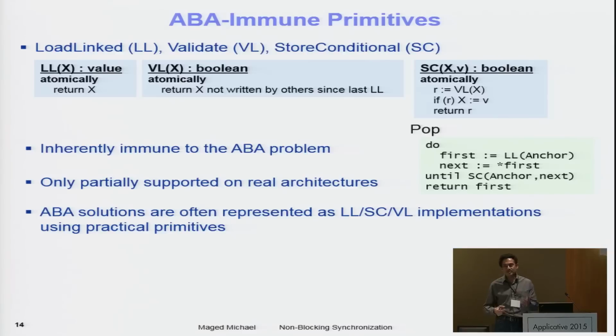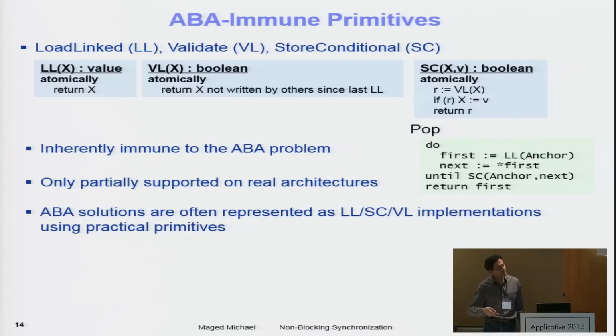Validate is basically returning a Boolean indicator of whether any other thread has written to that location since the current thread read it using load linked. So it's a guarantee that there is no ABA problem, because if it happens, it would be detected, unlike a regular read. Similarly, store conditional does a validate, and if nobody has written to that location in the meantime, then it succeeds in writing a new value. Otherwise, it detects that and returns false.